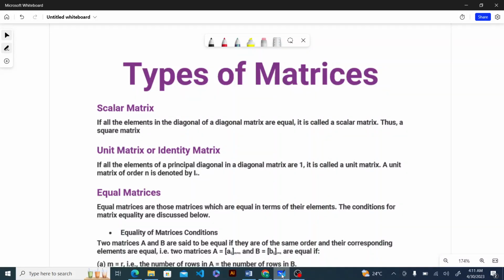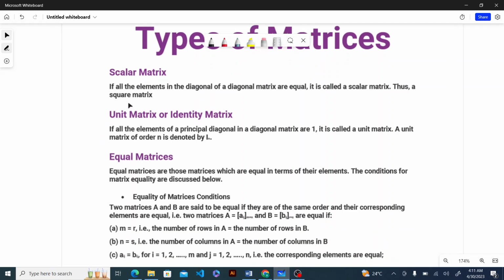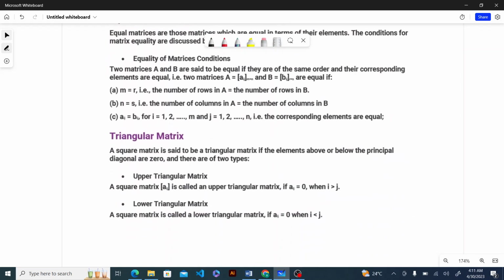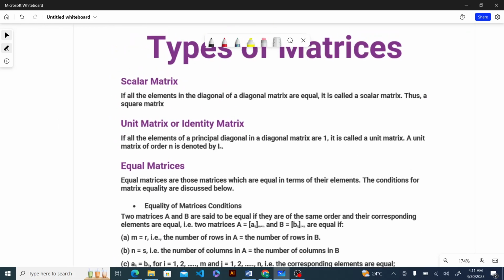So, we started the topic of types of matrices and we have done 8 types of matrices, and now we are going to do 4 more types of matrices. The 4 types to be done today are scalar matrix, unit matrix or identity matrix, equal matrices, and triangular matrix. So let's see them one by one.